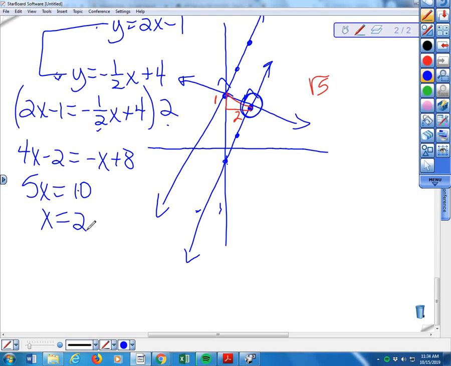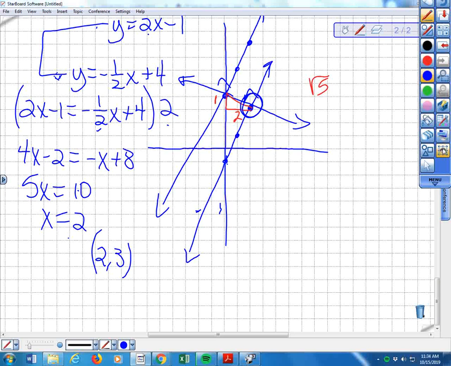Now all I have to do is plug 2 back into either one of these equations. So I'll just do it here. 4 minus 1, or 2 times x is, 4 minus 1 is 3. So my point should be 2, 3. So let's go back and look and see how I did. 1, 2, 1, 2, 3.